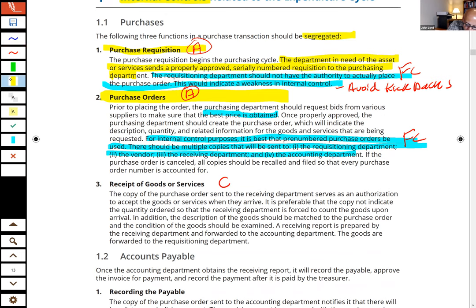Okay. Now, when we have receipts of the goods and services, that will be the receiving department. That's a custody step. And note that it is preferable that the copy of the purchase order that went to the receiving department not give the amount. And they say, therefore, the receiving department is forced to count the items. And it sounds like we're trying to get a good count, and that's the reason. When we say forced to count, meaning if you put 35 laptops on there and the vendor sends 40 laptops, what's happening to those other five?